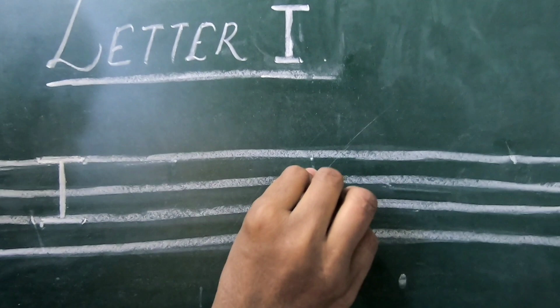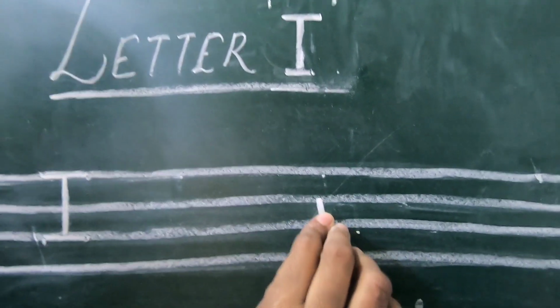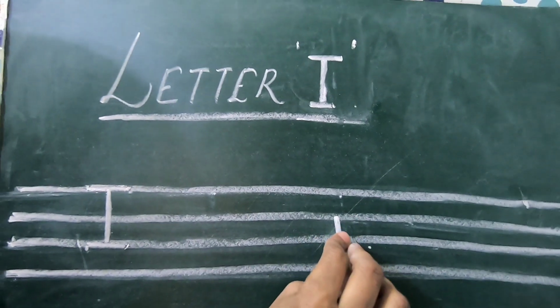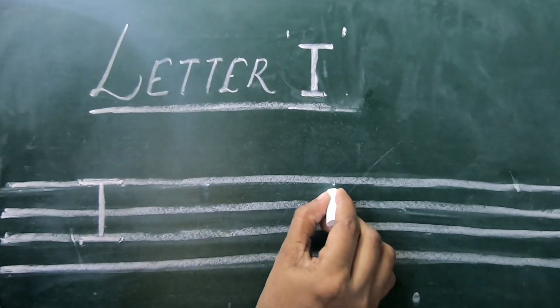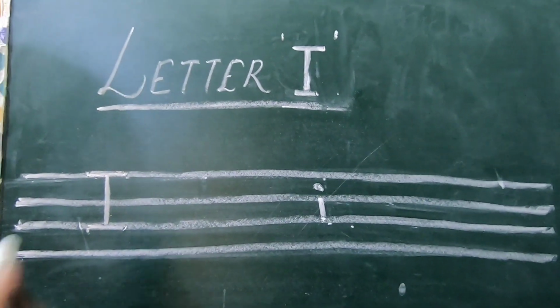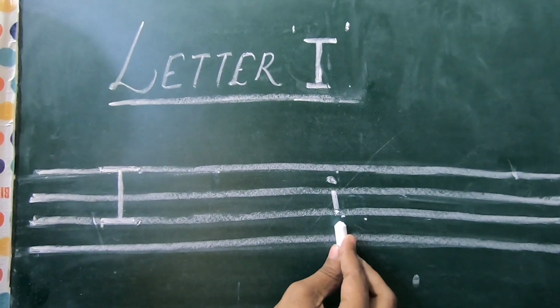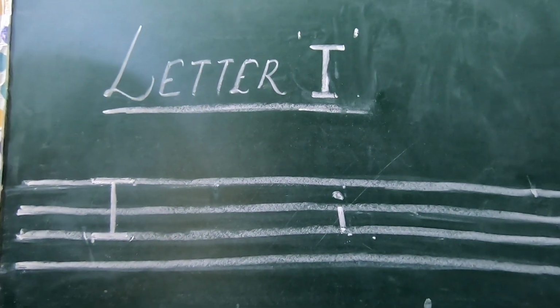Now I'll make small i. Small i is very easy because we have to start from this waistline and we have to stop at the baseline. Make a short standing line and then put a dot over here. And this is small i. So this one is capital I and this one is small i. Let's learn the phonic sound of this letter.